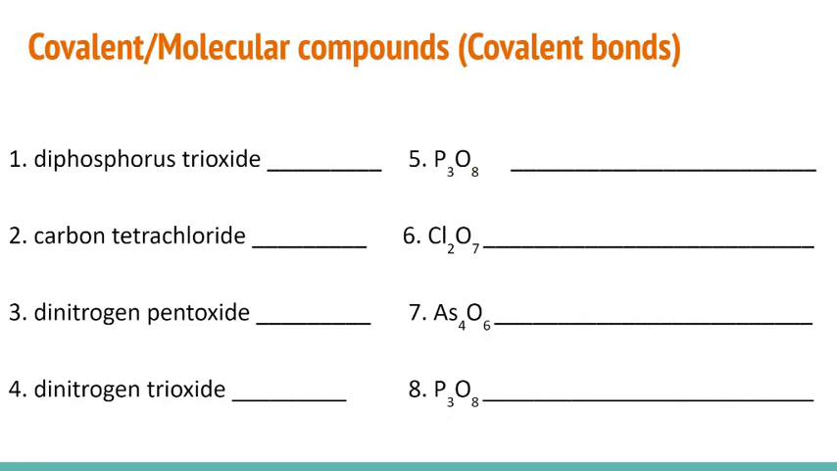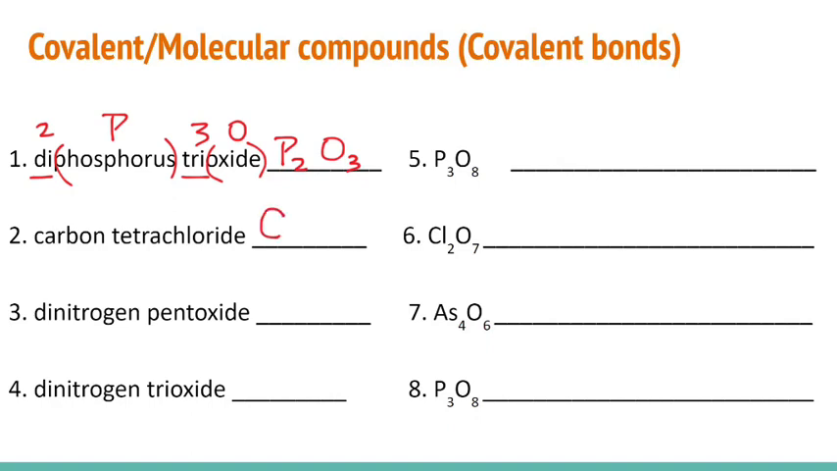So going through these examples here, we'll start by decoding our names into formulas, which I think is a little easier because we just have to focus on our prefixes and their meanings and then figuring out what these elements are here. So diphosphorus means we have 2 phosphorus atoms. Remember that that prefix goes ahead of the name, but the little 2 is going to go after phosphorus's symbol. Trioxide, we have 3 oxygens, so P2O3 is our formula.